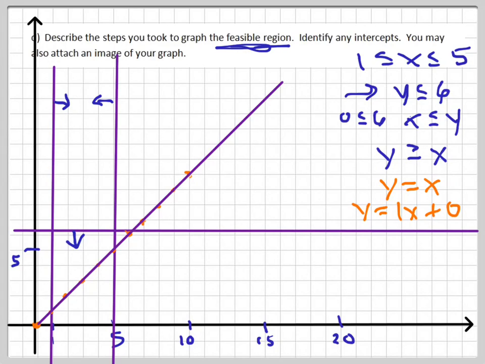I'll choose maybe this point here, maybe 3, 0. Okay, and then in my original inequality, that would give me 0 is greater than or equal to 3. And that's false, so I would be shading the other side of that line, or above it. Okay, so now I just need to look at all of these arrows and determine where the shading would overlap. So I've got to be between these two. I have to be below this one and above this one. Right, so that's going to be this region here, and that's boxed in.